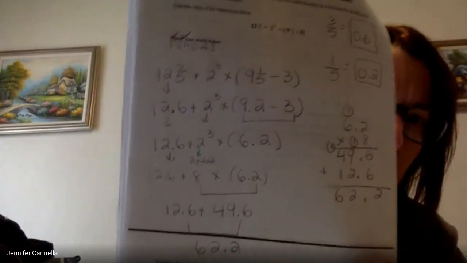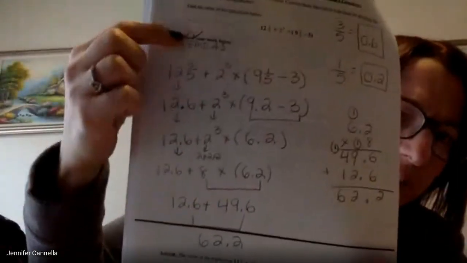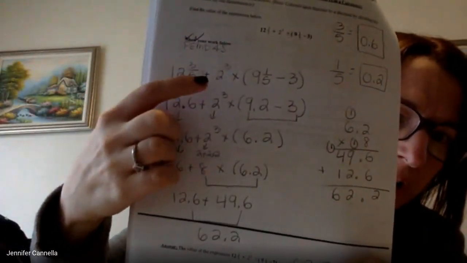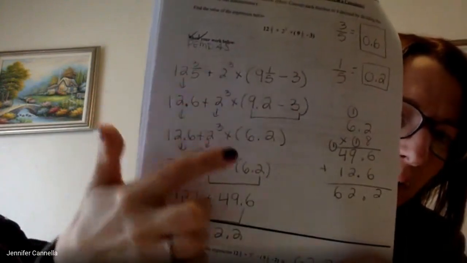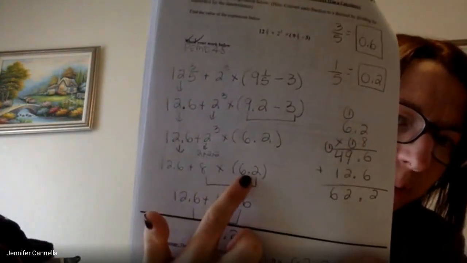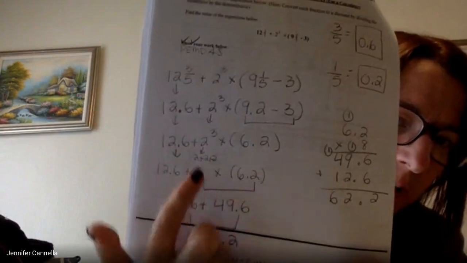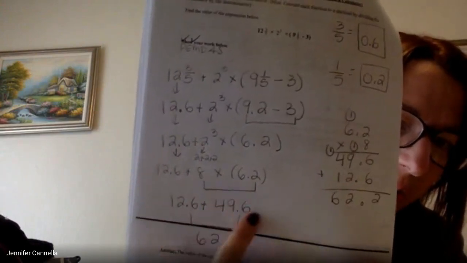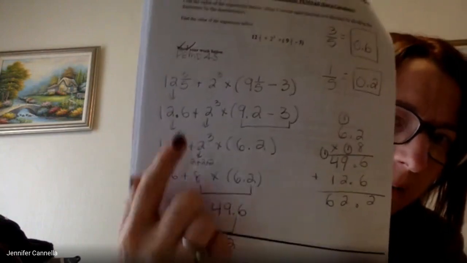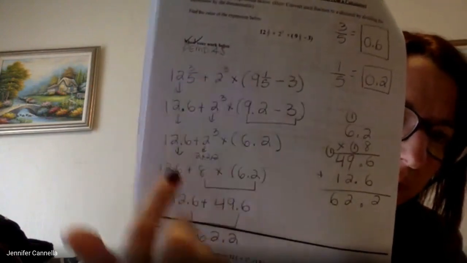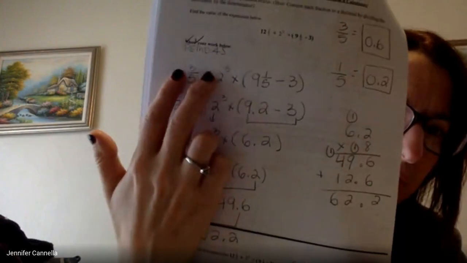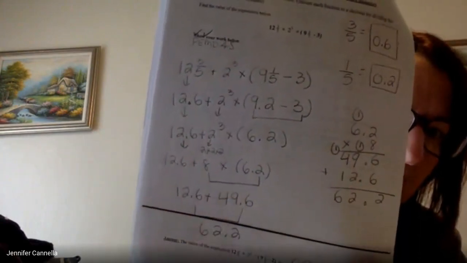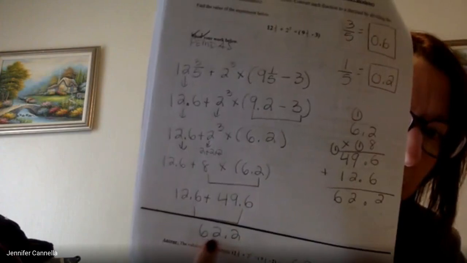of this expression. Remember, parentheses were done first, then the exponents. Then after that, you multiplied this number, 6.2, which was in the parentheses, times the 2 to the third power. I got 49.6 as the product. Then I read the expression from left to right, whatever comes first, multiplication and division, then addition and subtraction. And here I have to add, and that is how we got 62.2.